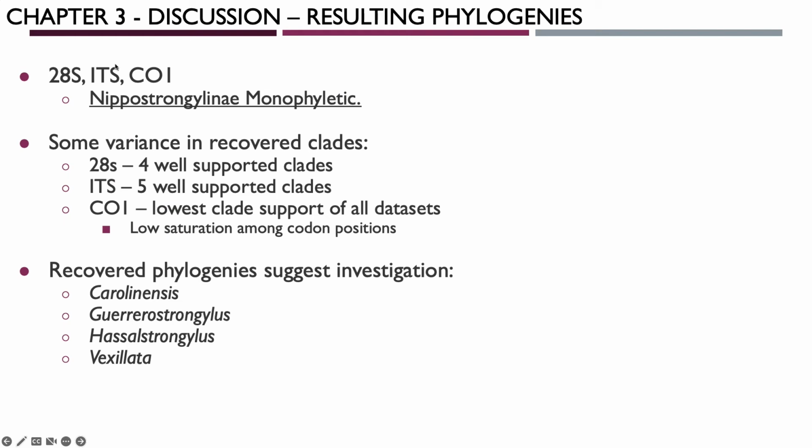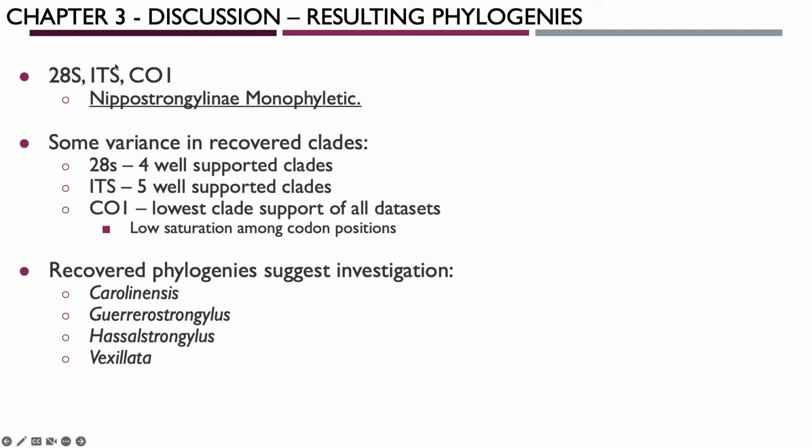So what does this mean? Well, the Nippostrongylinae are monophyletic. Our trees are suggesting and showing that Nippostrongylinae overall of what we sampled is monophyletic. But there is some variance in the recovered clades. 28S has 4 well-supported clades as compared to ITS that has 5, and then CO1 had the lowest clade support of all data sets. This is probably due to low saturation among codon positions.